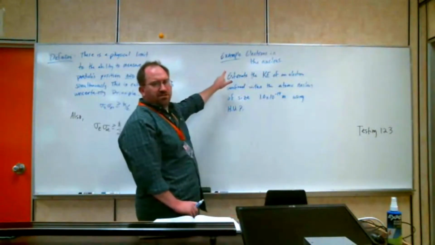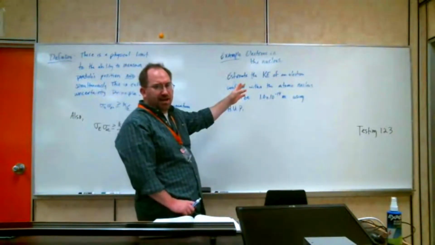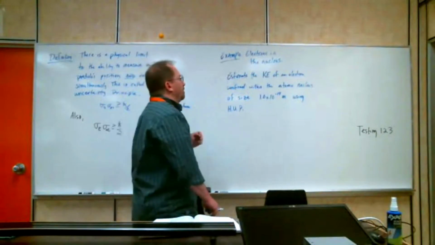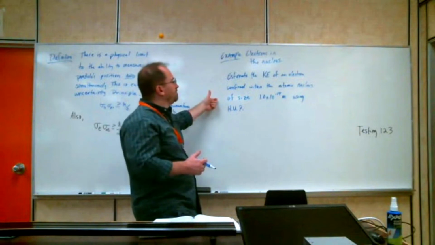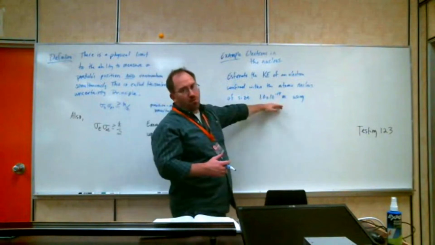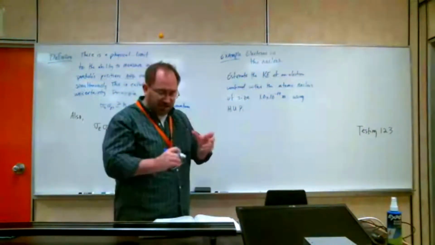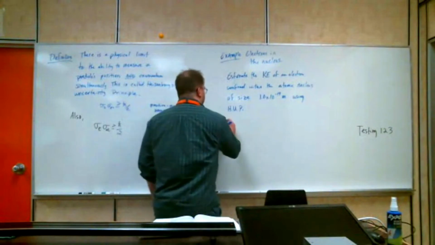We have electrons in the nucleus. The question is, can we estimate what the kinetic energy is of an electron that's confined in the atomic nucleus? In other words, is it going to be sensible? Is this going to make sense? We're going to use the uncertainty principle, and we're going to use an estimate of about 1.0 times 10 to the minus 14 meters as the size of the nucleus. So let's just take a rough estimate.